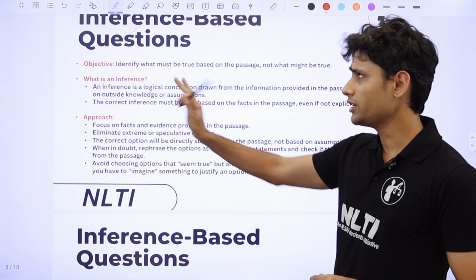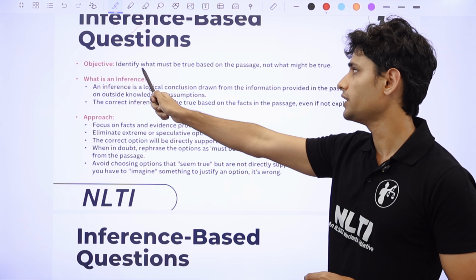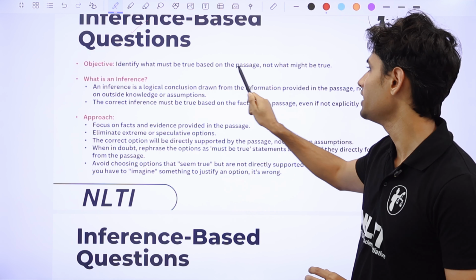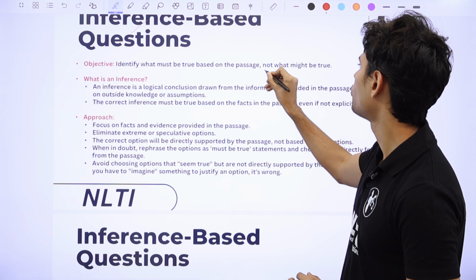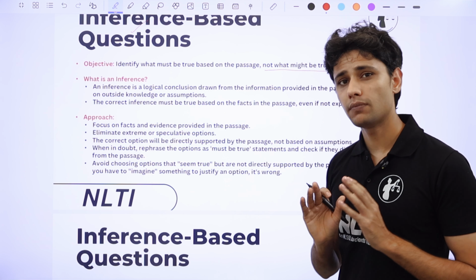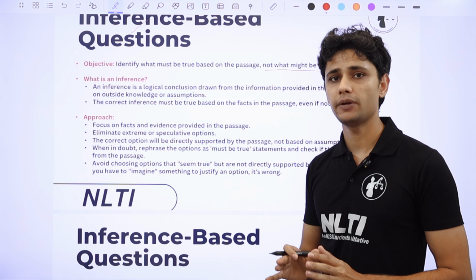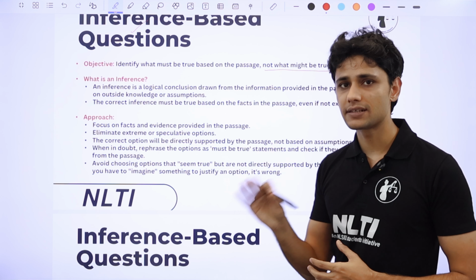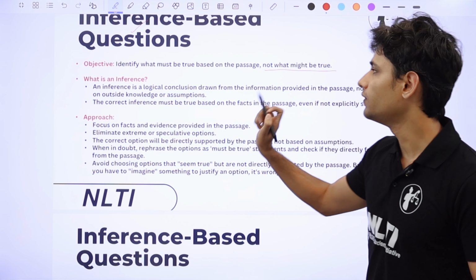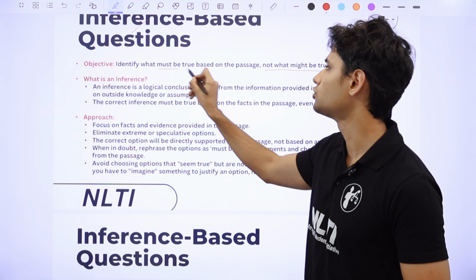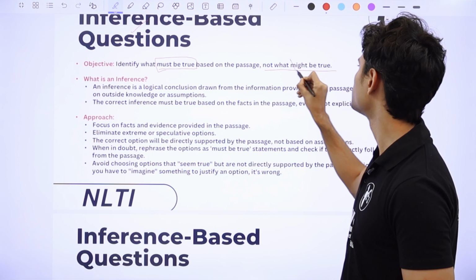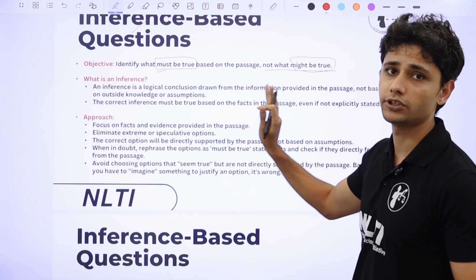Now, what is our objective when we see these kind of questions? We need to identify what must be true based on the passage, not what might be true. Now, if you're a smart person and if you've been preparing for this paper for a while, or if you've just started preparing for it, the easiest trick is written in this first line itself. We need to know what must be true and not what might be true. That's all you need to know for these questions.